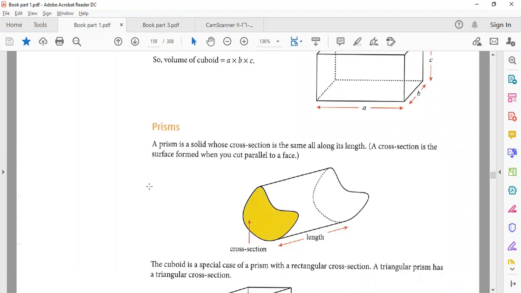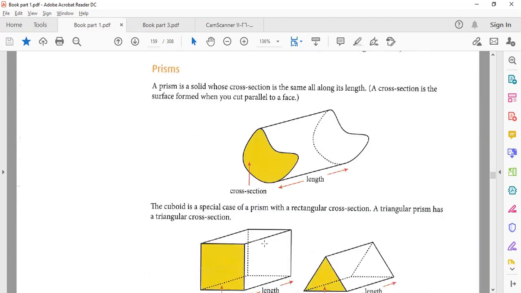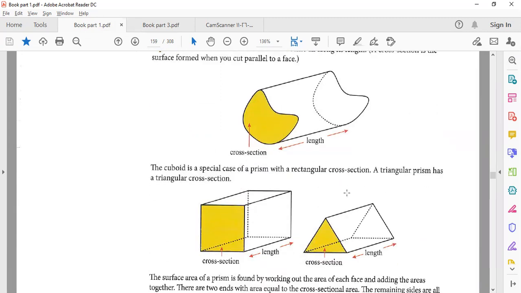Now let's talk about the prism. A prism is a solid whose cross section is the same all along its length. The cross section is the surface formed when you cut parallel to the faces. So this is the area of cross section and this one is the length. With the help of this, you can find the surface area and volume. A cuboid is a special case of a prism with a rectangular cross section.